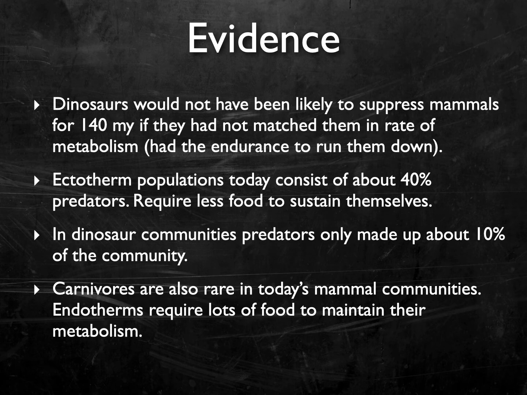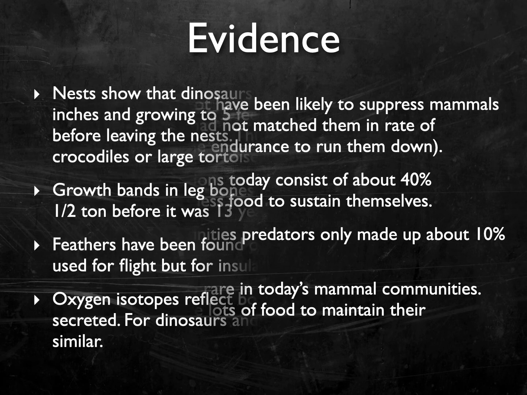Carnivores are usually more towards the top of the food chain. They need a lot of creatures lower on the food chain to maintain themselves. And so we see that in dinosaur communities when we look at the fossil record. Now let's look at their nests.